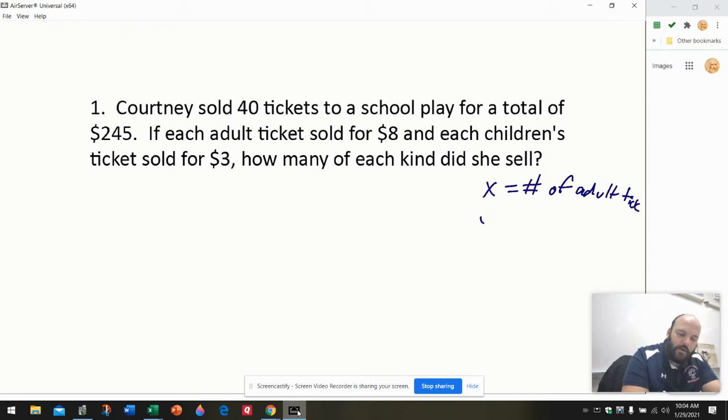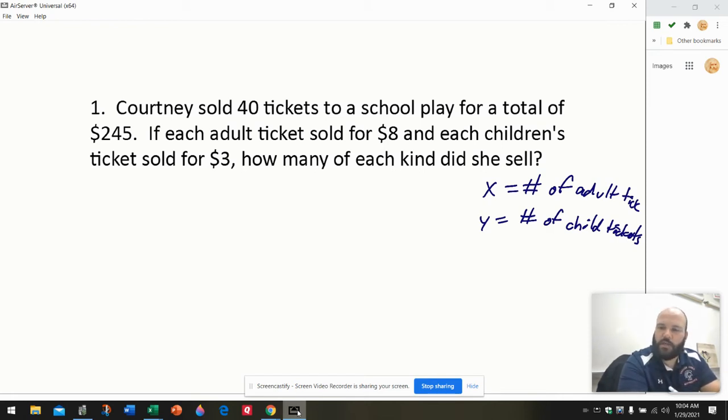I ran out of room. Sorry about that. And Y is going to be the number of child tickets. All right. Now, in a problem like this, a scoring rubric, this would count for 2 points out of a 6-point problem. So 2 of your points can simply be gotten by just writing what the variables represent.